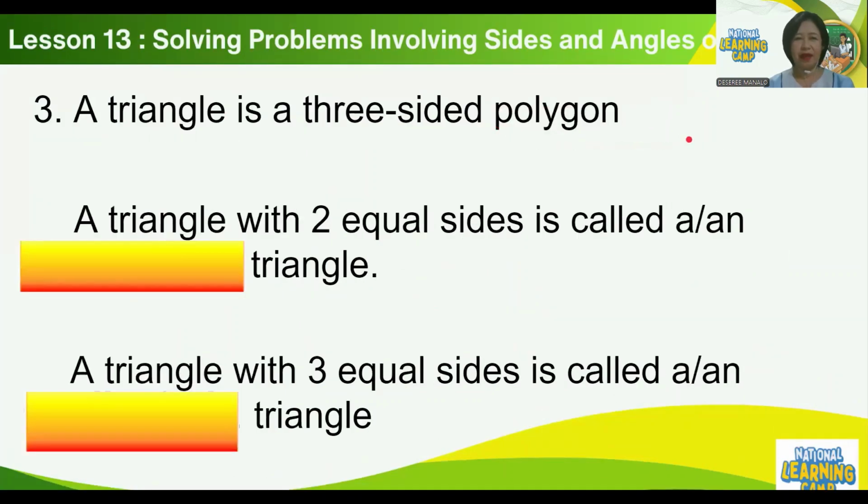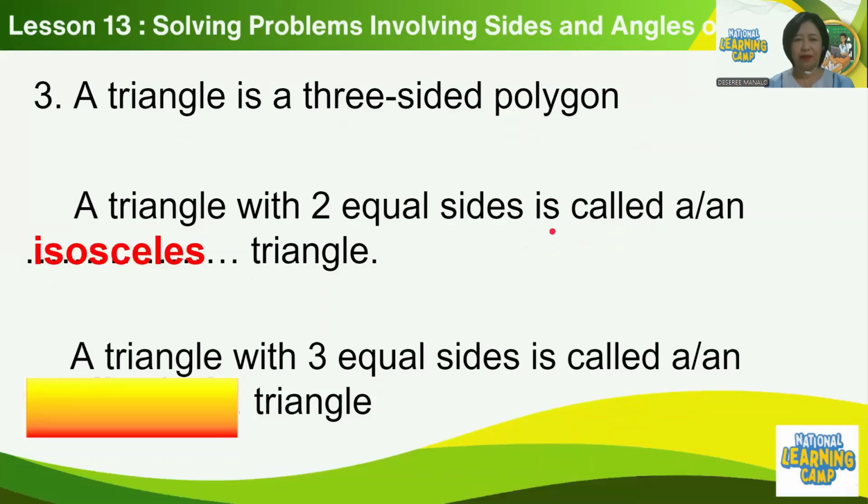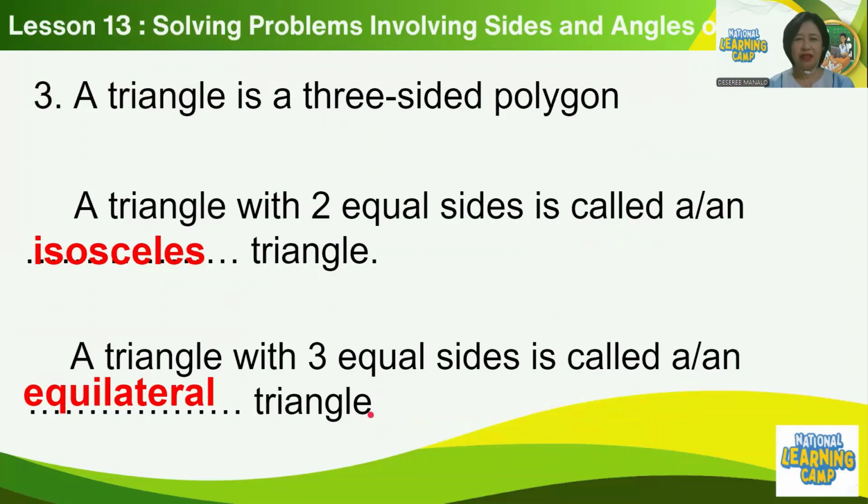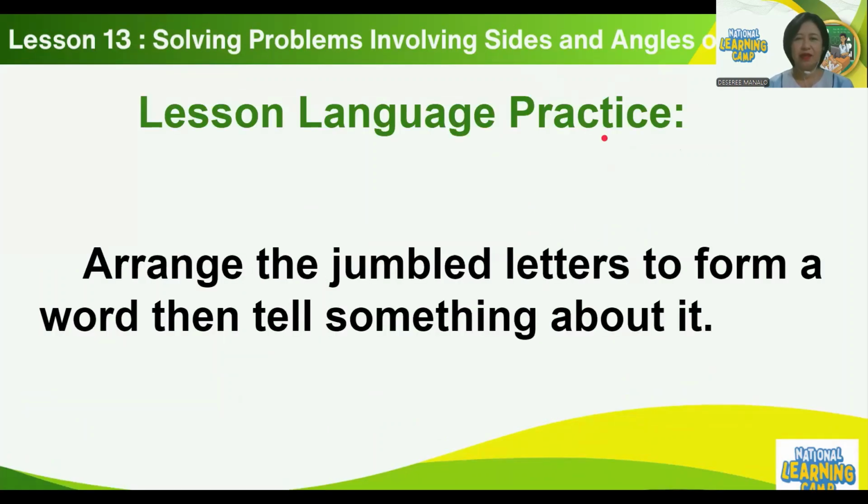Number 3, a triangle is a 3-sided polygon. A triangle with 2 equal sides is called a blank triangle. What's the answer? Isosceles triangle. Next, a triangle with 3 equal sides is called a blank triangle. The answer is equilateral triangle.